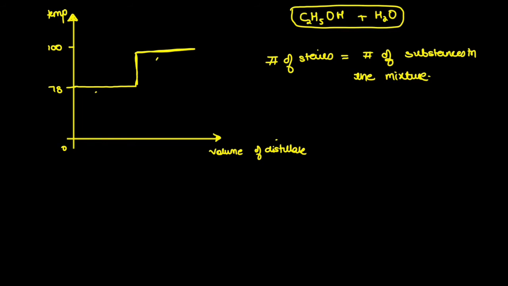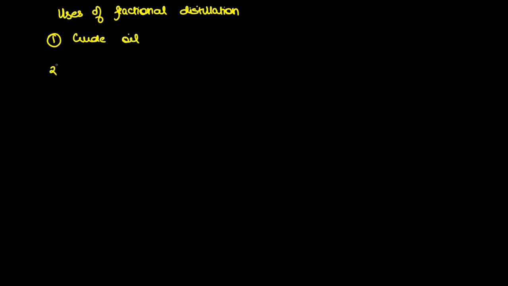Now there are 3 uses in O-level syllabus. So, uses of fractional distillation. Alright, now overall there are 3 uses. First of all, the crude oil, fractional distillation of crude oil. Second, air, fractional distillation of air. And the third one, now it's not basically fractional distillation to be exact, it's more of the use of fractionating column, but I'll be mentioning it here.